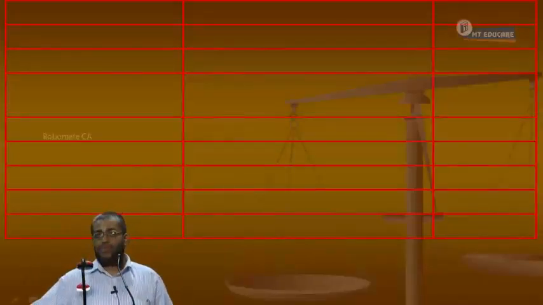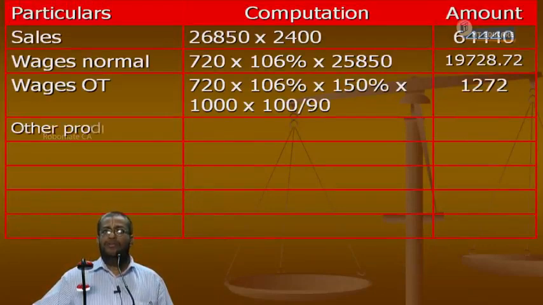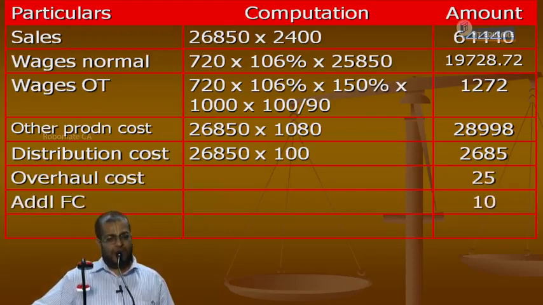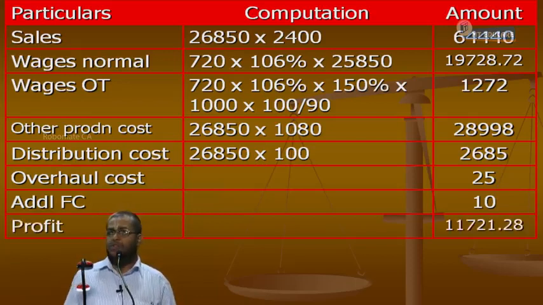11,721.28. Right on. Due to allowing the strike, the profit lost by the management is 12,264 minus 11,721.28. How much is that equal to?